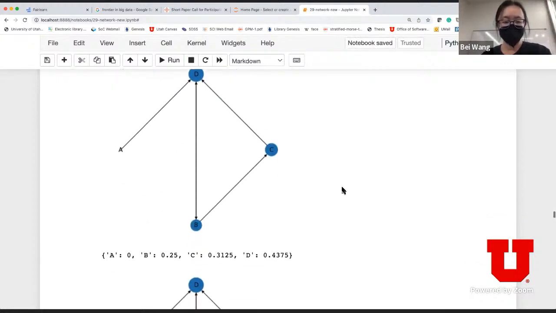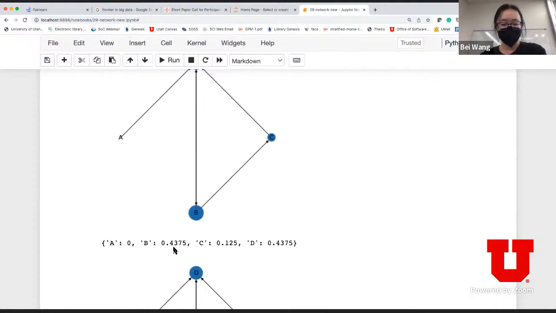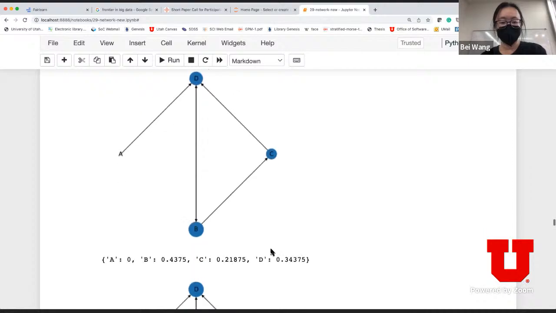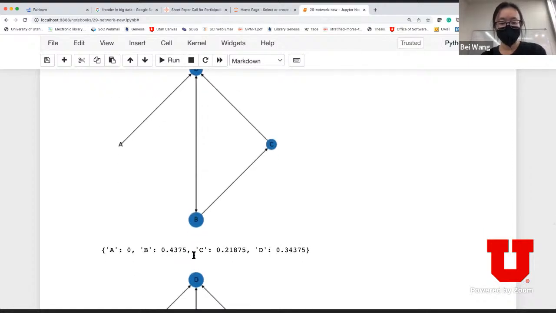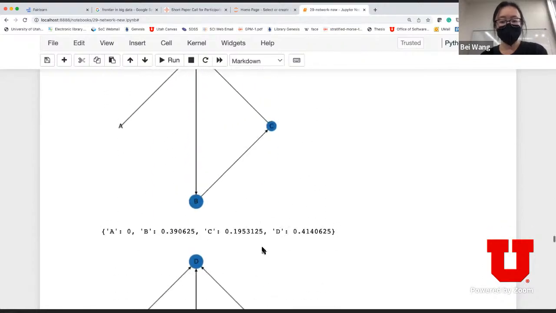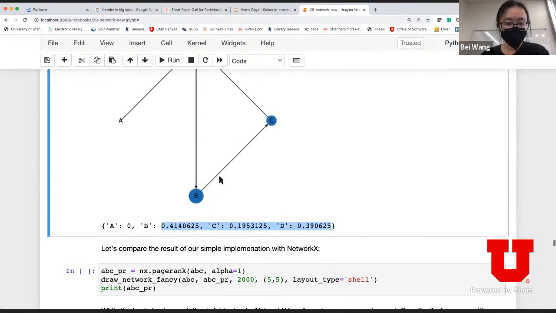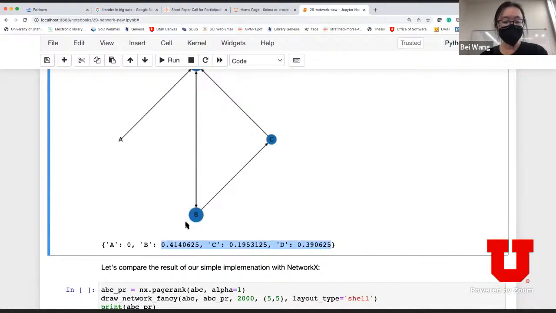If you go further, you see B is 0.25, D is 0.43, and B is 0.43. So it goes back and forth a little bit until it finally converges. And in this specific case, what's interesting is that B is slightly more important than D in the implementation that is part of NetworkX.